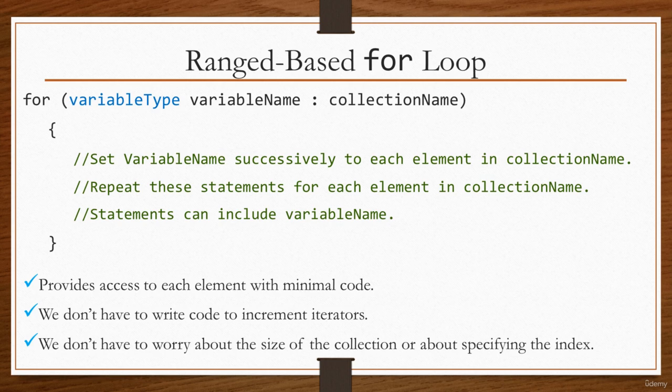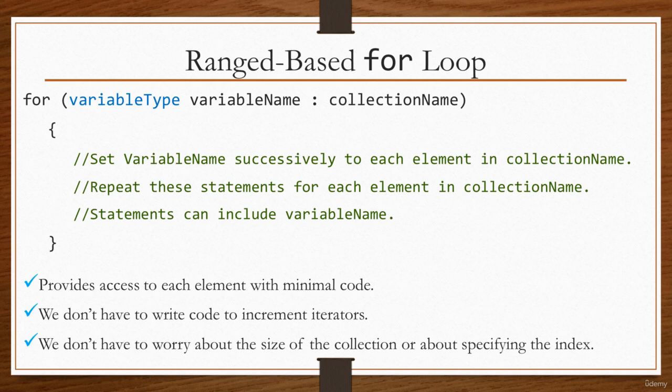Then the body executes. We start at the top again, and now that variable name is going to be equal to the next element, or set to whatever that next element in your collection is. So instead of having to do this manually by going in and passing in the loop control variable, the iterator, to access the element within that collection, we simply go and use the variable name. So some of the positive things here is this is much faster and easier to write out, and it provides access to each element with minimal code.